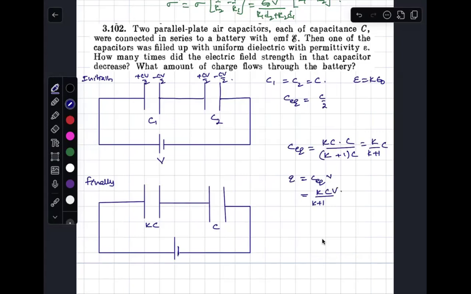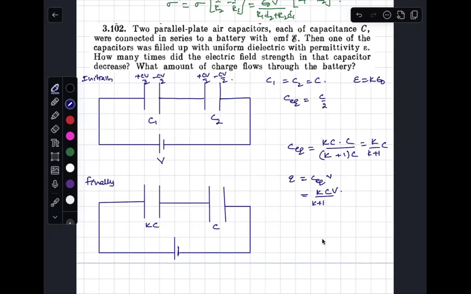Please tell me, what is the final charge right now? K by K plus 1 times CV, which is more than 0.5. K by K plus 1 obviously will be more than 0.5. It is because if it is K by 2K, it is 0.5. K by K plus K, 0.5. You are using something lesser than that. So therefore, the fraction is more than 0.5.